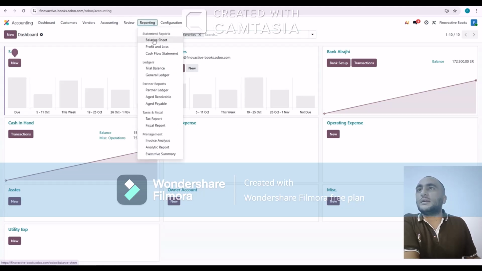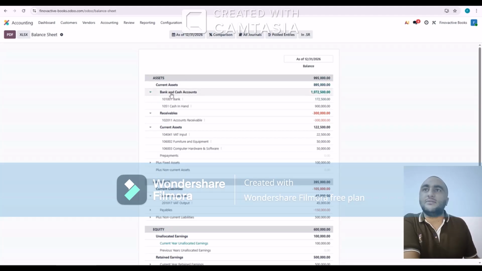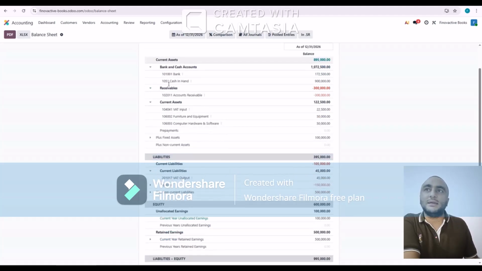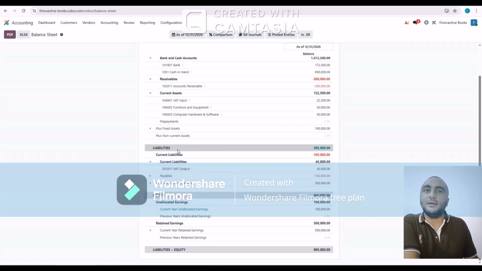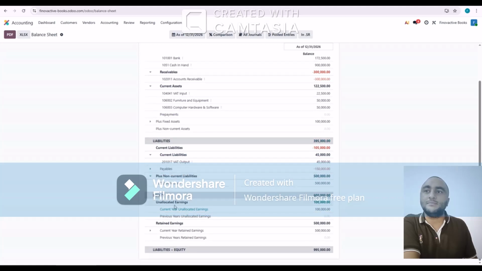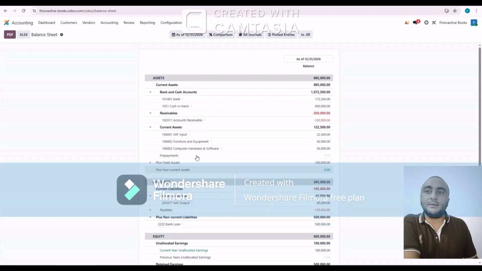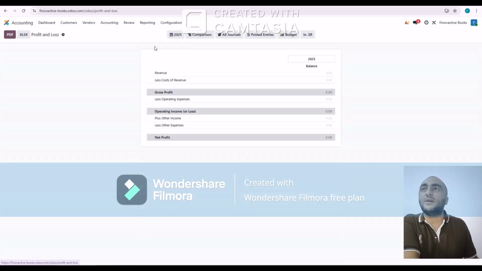Another important report is the balance sheet. First of all, we will discuss the balance sheet. In the balance sheet, there are current assets, which are for less than 1 year. So here we will have bank and cash in hand, which is correctly showing here. We have receivables, we have work in progress, furniture and equipment, hardware, and then we will have current liabilities and non-current liabilities. Then we will have retained earnings and profit and loss in the balance sheet. You can PDF this, you can download it in Excel and further modify it.